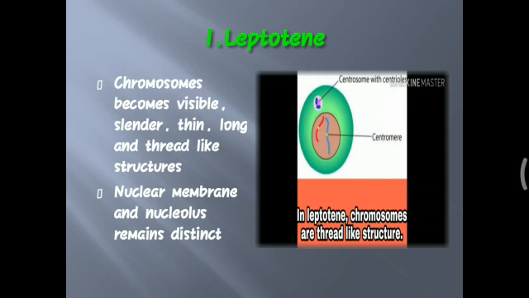They look single even though the DNA duplication has already taken place, and each chromosome at this stage is known as the chromonema. The chromonema shows a series of bead-like structures called chromomeres, and the chromomeres are relatively constant in size, position, and number for given chromosomes. Nuclear membrane and nucleolus remain distinct in this phase.